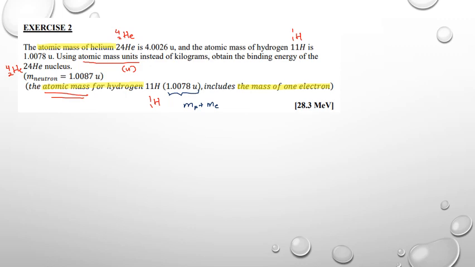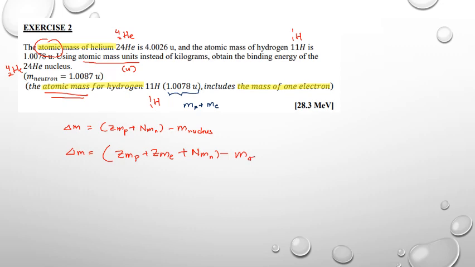Let's go back to the original equation for mass defect. Delta M equals Z M_P plus N M_N minus M nucleus. That is what we have. If you don't want to use M nucleus in the equation, if you want to use M atomic straight away, then you can modify this equation a little bit. It becomes delta M equals Z M_P plus Z M_E plus N M_N minus M atomic.